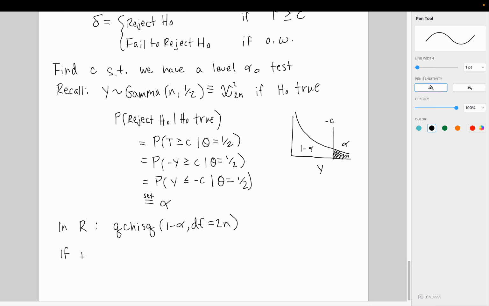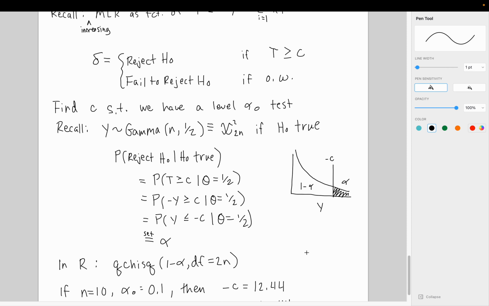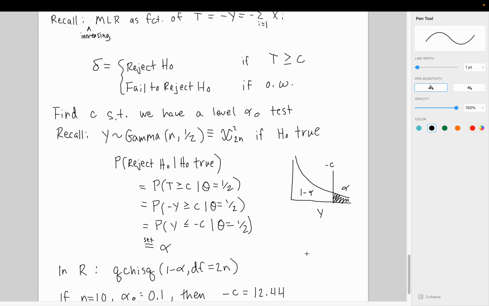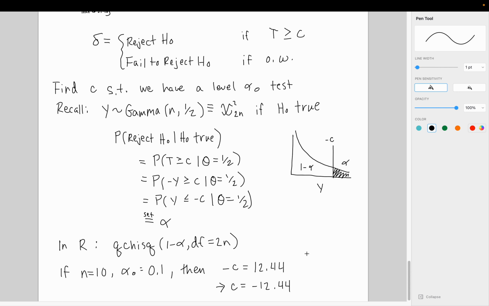If n equals 10 and alpha naught equals 0.1, then we would find that negative c, which is what would come out of this function over here, or what we would do if we used integration, would be 12.44, or c is equal to negative 12.44. And plugging those values in, we would find that we have a UMP test in this setting.